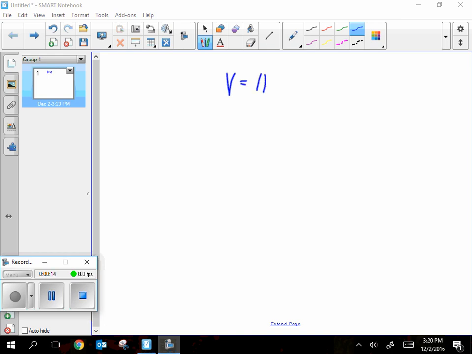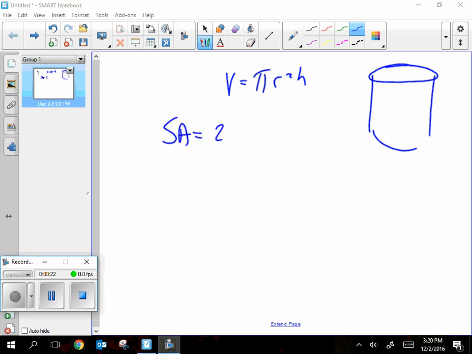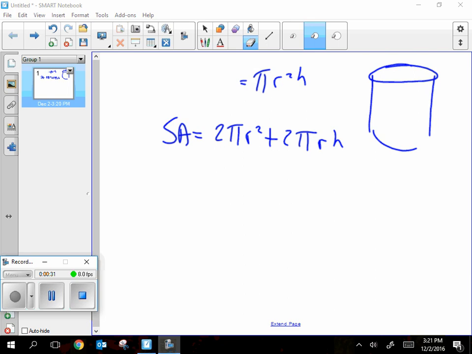Volume is pi r squared h. That's the volume of a cylinder. And the surface area of a cylinder is 2 pi r squared plus 2 pi r h. And then we knew that the volume was 1,000. That's really important because that eliminates one of our variables.